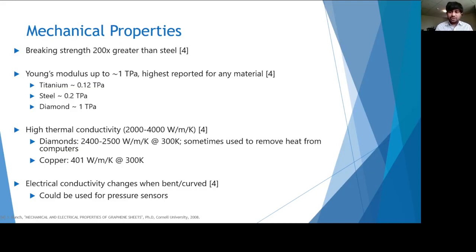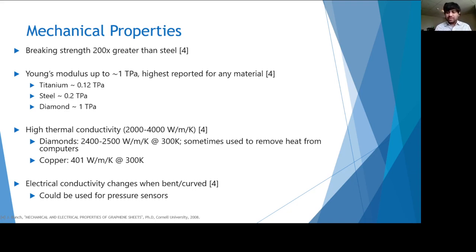Compared to some of the hardest materials that we're familiar with, like titanium and steel and diamond, it either beats them, or in the case of diamond, it's comparable. It has very high thermal conductivity, which allows for fast heat dissipation. Diamonds are used in some computers for cooling because they have high thermal conductivity, but they're also extremely expensive. So graphene could provide comparable cooling at a much lower cost.